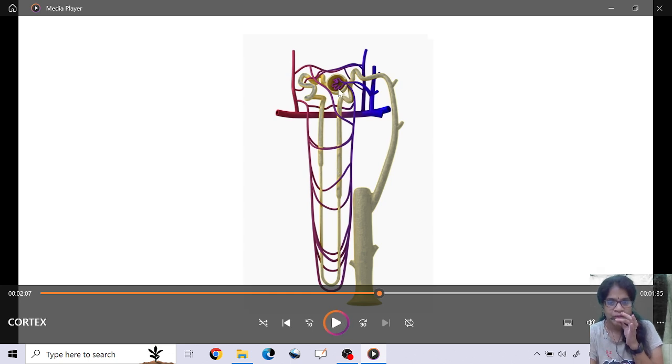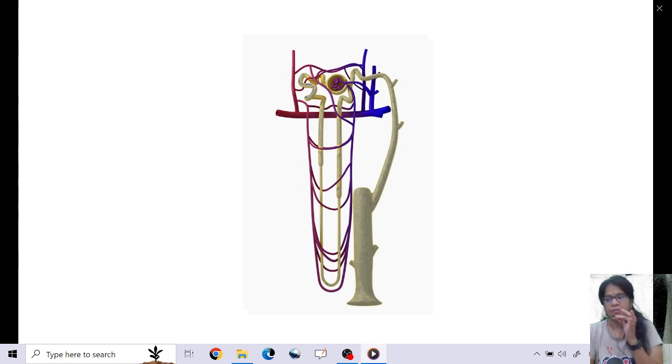See, this is the Bowman's capsule. This is the tubule coming out, and this is your loop of Henle. And the efferent arteriole is wrapped around the capsule and the loop of Henle, and thus finally comes out of your kidney through the renal vein. These are all the renal veins, and these are all the renal arteries. So this is the tubule that is coming out, called the distal convoluted tubule. This distal convoluted tubule has urine in it. Finally, this urine is released into your pelvis. That is how each and every nephron works. So this is how it looks.